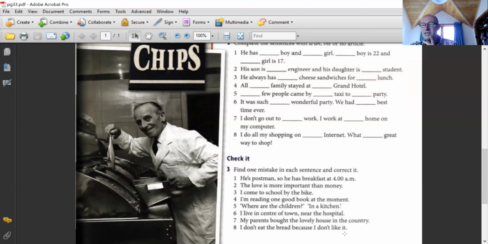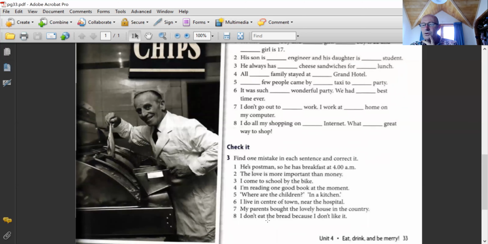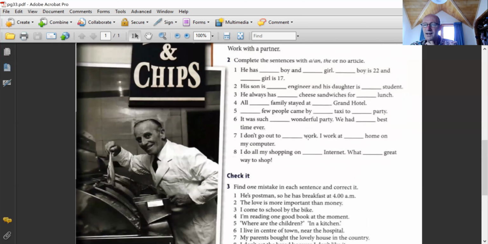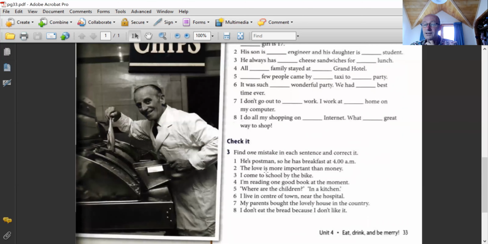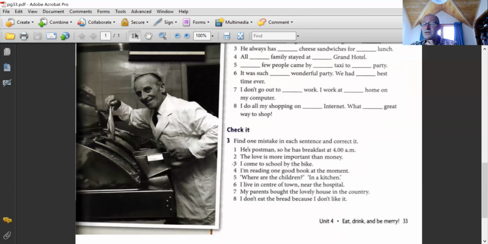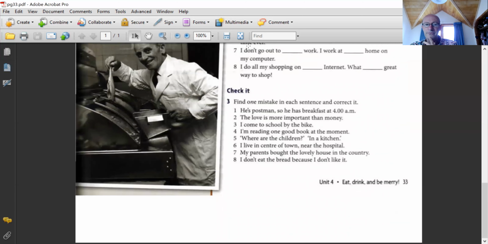So see if you can do that for all of these. All of them have a mistake. So maybe we need an article, maybe has an article and we don't need it. Number 2, the love is more important than money. So do we need to add an article or do we need to take one away? Maybe there's an article and we don't need it. So you can do this for homework and then next week we will check it.